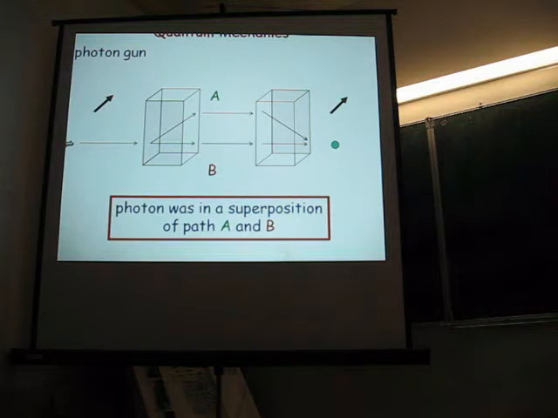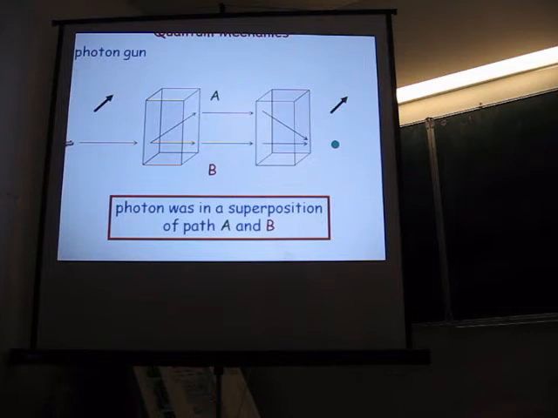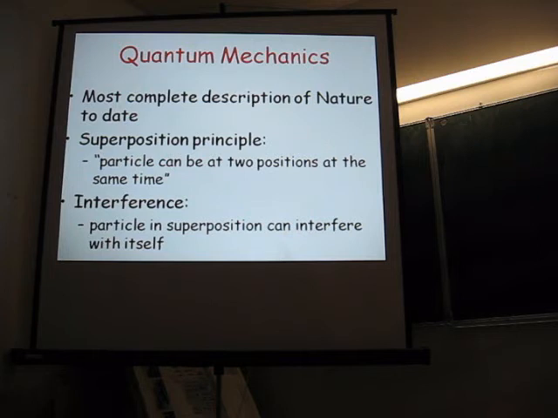So strange, but this is a weird thing to think about, and it's weird because you have to interpret it. But nevertheless, what is easy to do is to write down a mathematical framework, which is quantum mechanics, and do calculations with this kind of weird phenomenon. And what comes out is that indeed nature behaves like this. Every time we do experiments to falsify this weirdness, it turns out that it does as predicted. So quantum mechanics is the most complete description of nature to date, and it has these two weird properties, this superposition principle, which says that a particle can be at two positions at the same time, and it has this even weirder property that this particle, while in superposition, can actually interfere with itself. That's what we saw happening.